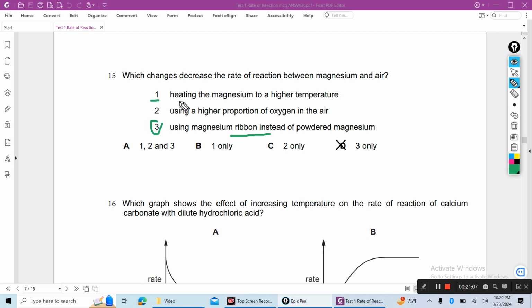But why not heating the magnesium to a higher temperature? No, if you heat to a higher temperature, the rate of reaction will be high. And B, using a higher proportion of oxygen in the air. If you use a higher proportion of oxygen, the oxygen concentration is more, so the rate of reaction will be increased.